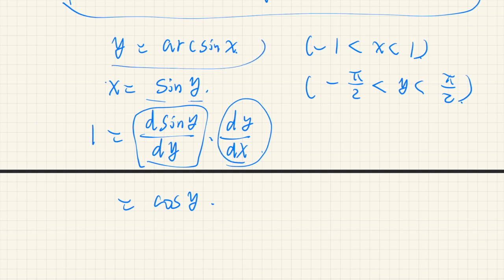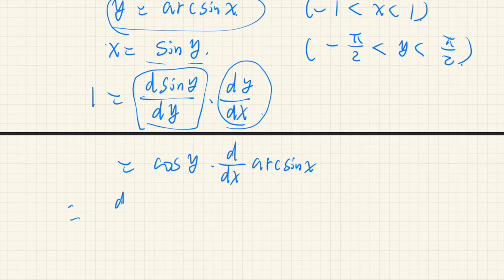that is what we want here, right? So d dx arc sine x. So therefore, the derivative of the arc sine function is equal to 1 over cosine y.